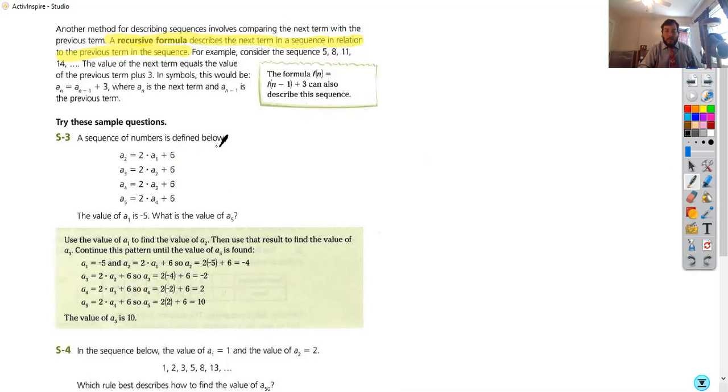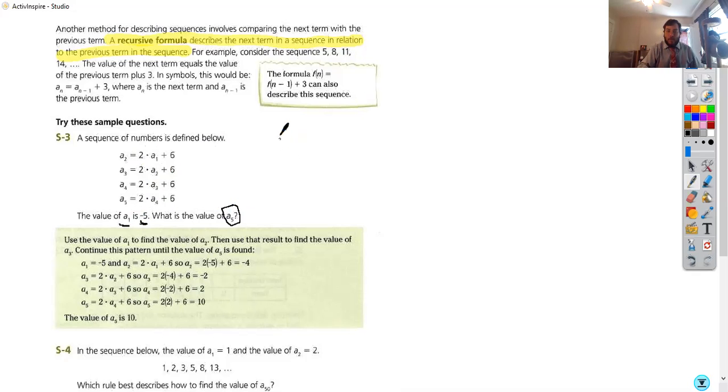It says, a sequence of numbers is defined below. So A2 equals 2 times whatever A1 is, and then plus 6. A3 is then 2 times the one before it, A2, plus 6. A4 is 2 times A3, which is the one before it, plus 6. So if we wanted to find the value of A5, and we're given that A1 is negative 5, we need to go through using this pattern to find each term before A5 in order to find it here.